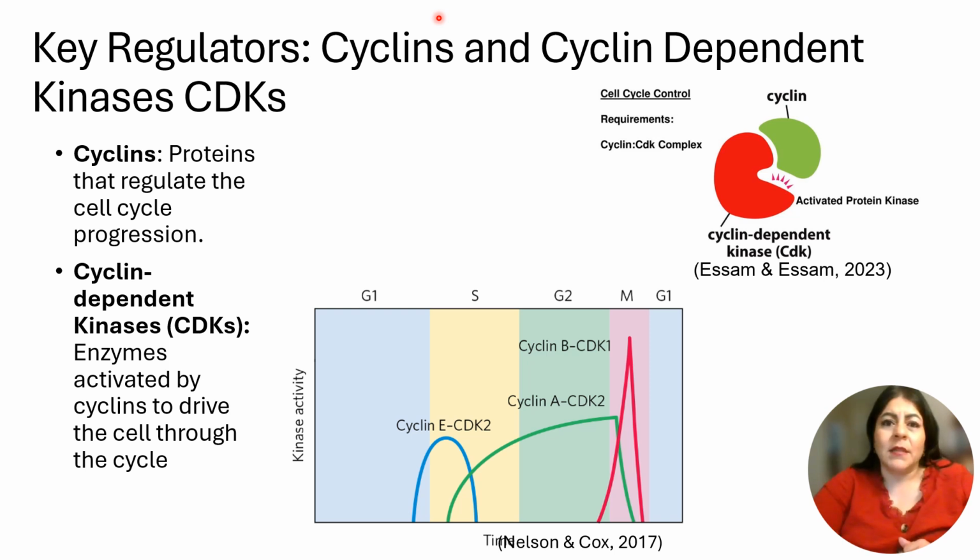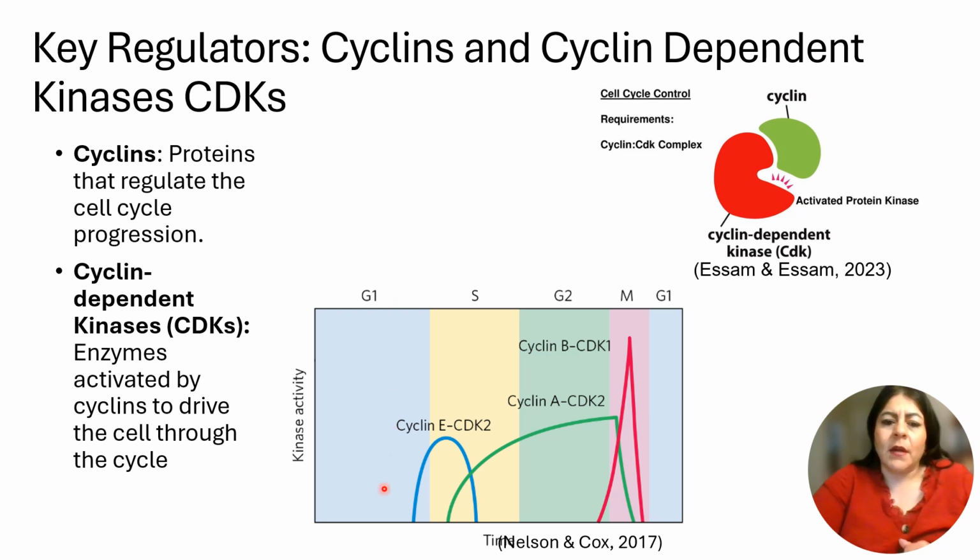Cyclins have to bind to CDKs. They form this active complex, and it phosphorylates target proteins, allowing the cell cycle to advance. So a cascade of events gets triggered essentially with this cyclin and cyclin-dependent kinase. Cyclin levels also fluctuate throughout the cell cycle, ensuring precise timing of cycle events.